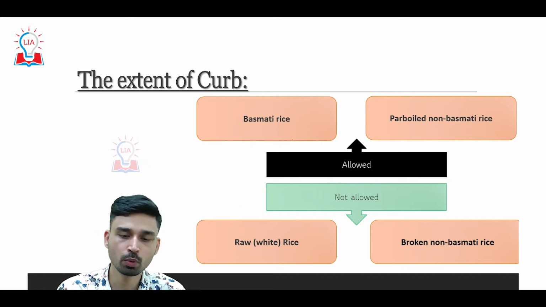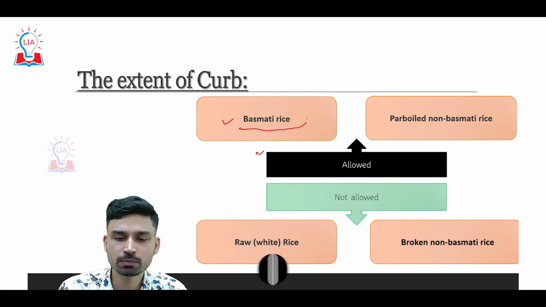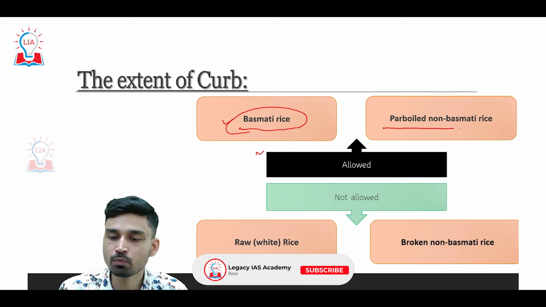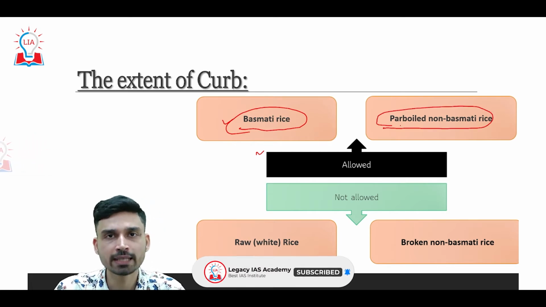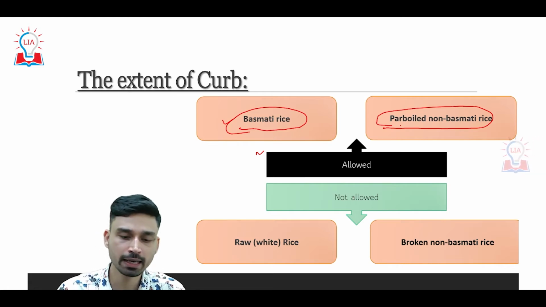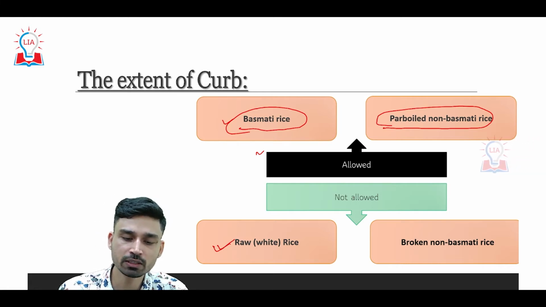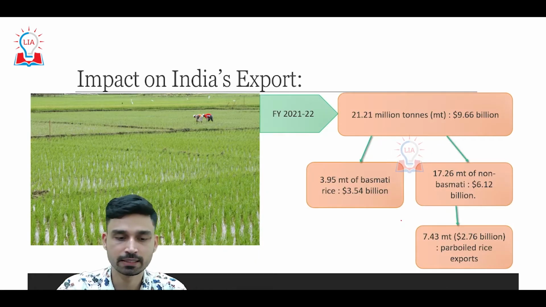So what is the extent of the curb? First of all, what is allowed and what is not allowed? We have different categories of rice. As far as basmati rice and parboiled non-basmati rice are concerned, their export will be allowed as it was before. There has been no change made in these two categories of rice. On the other hand, we have two other categories, raw white rice and broken non-basmati rice. The ban will be applicable on these two categories of rice.